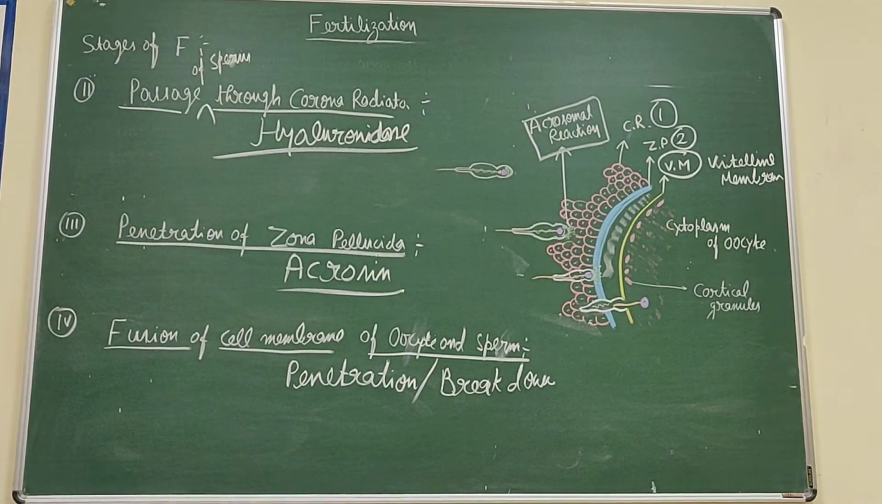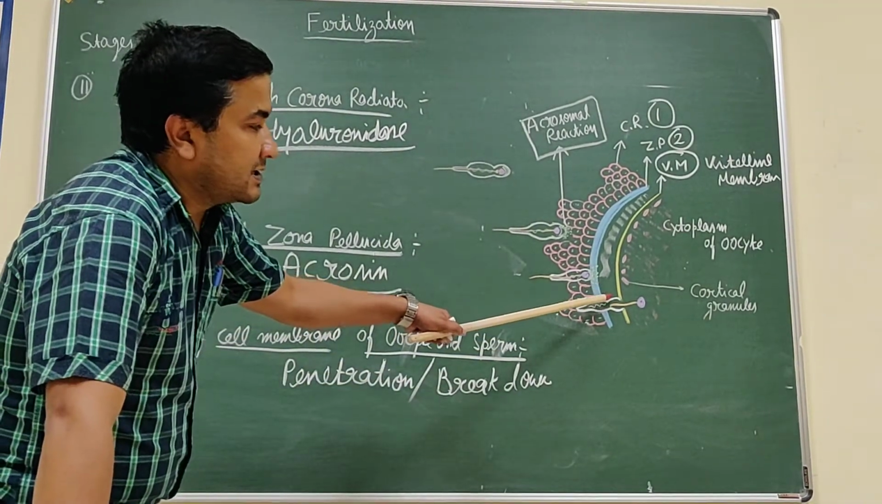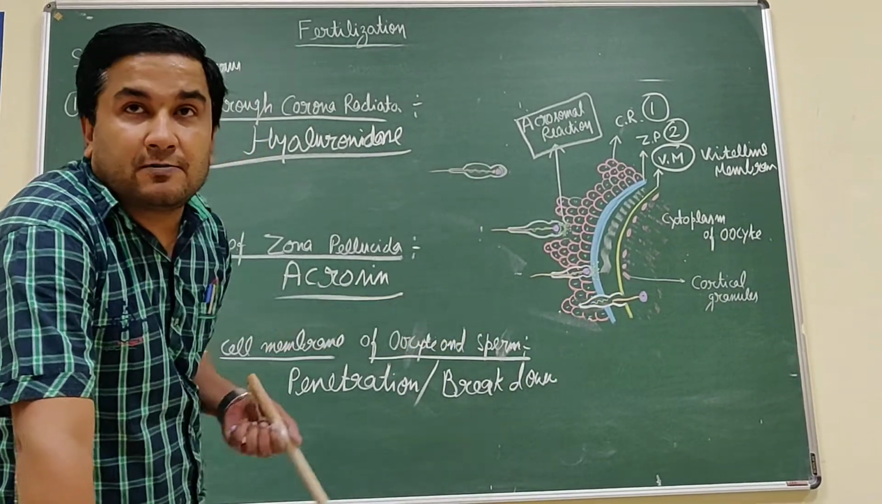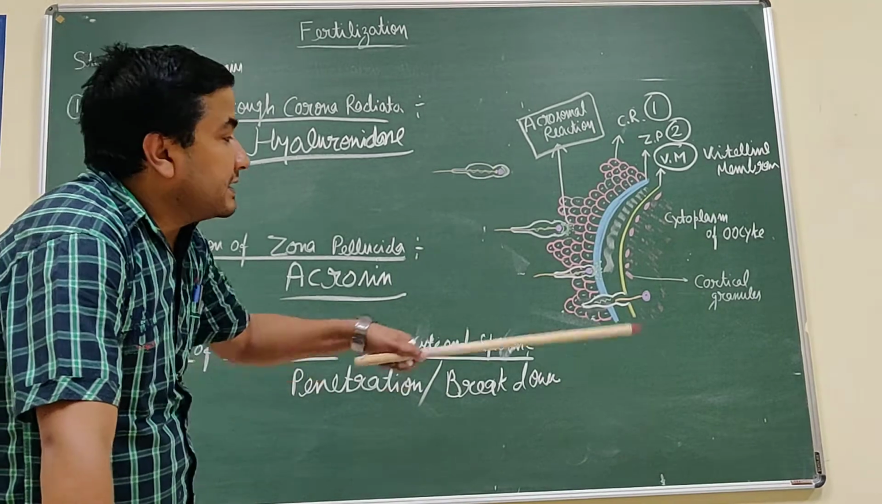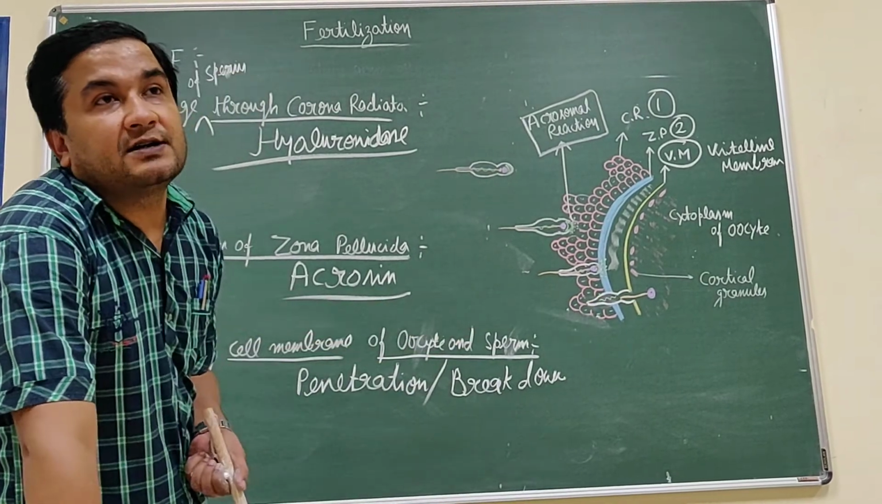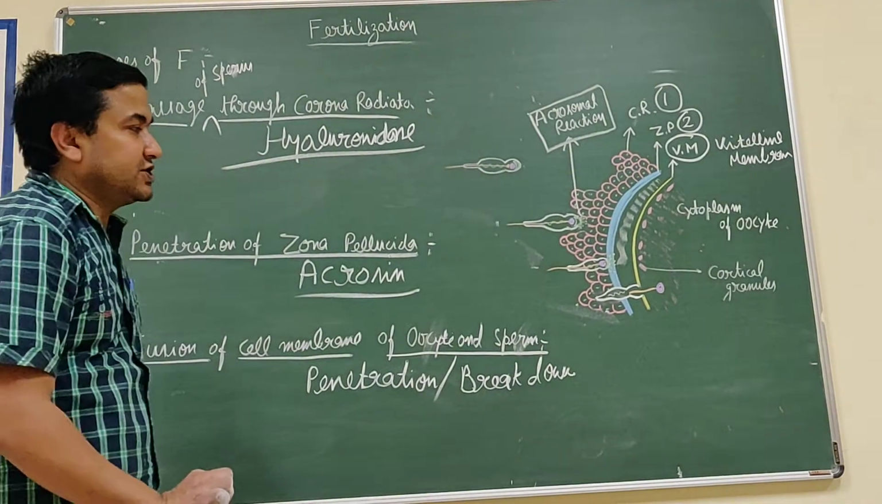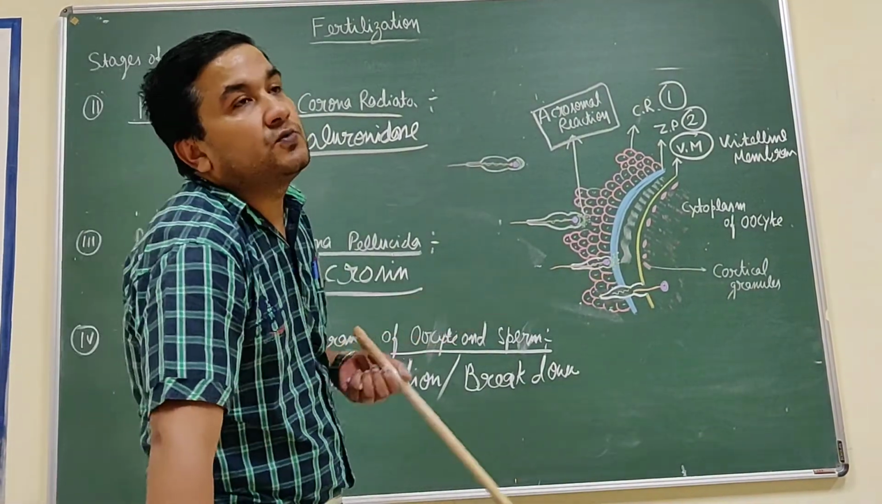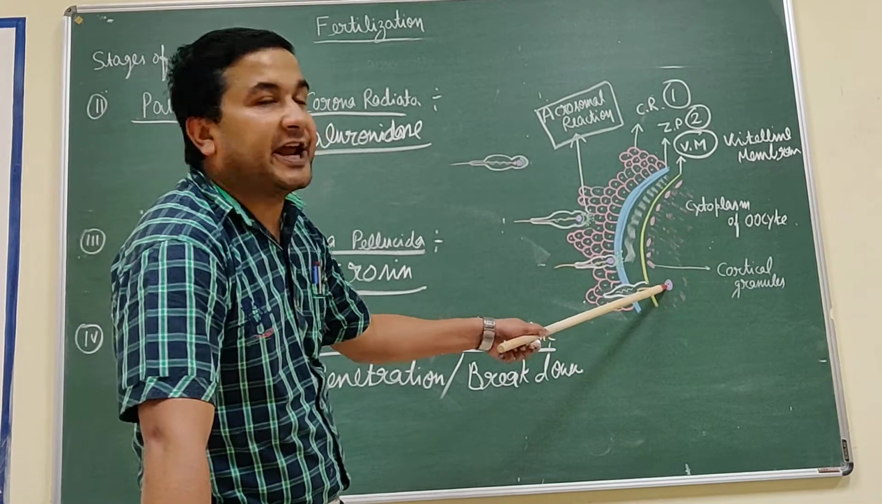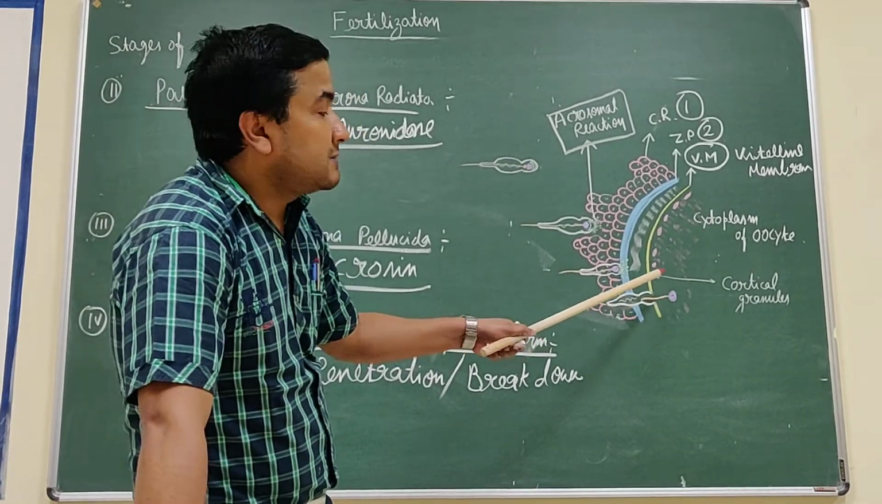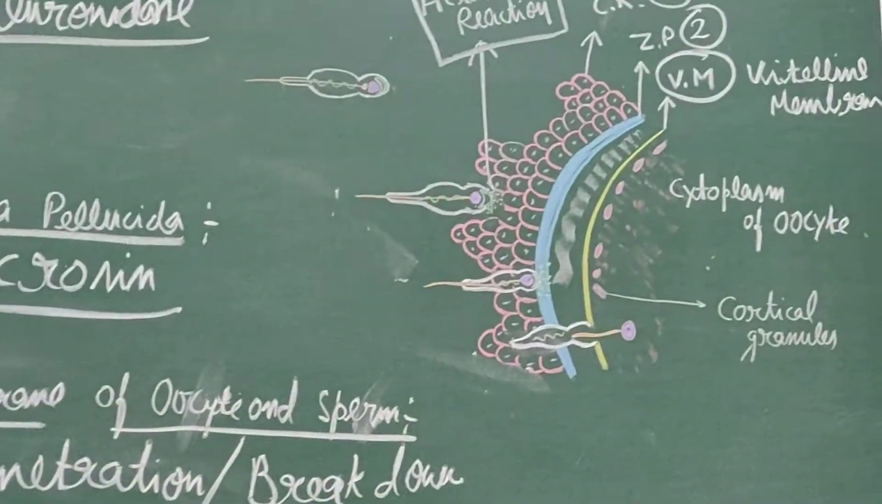The important point is that the plasma membrane or cell membrane of the sperm and its mitochondria remain behind. The only structures that enter into this cytoplasm are the head or nucleus of the sperm and its tail.